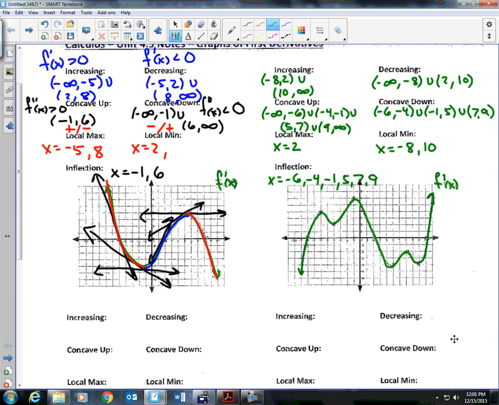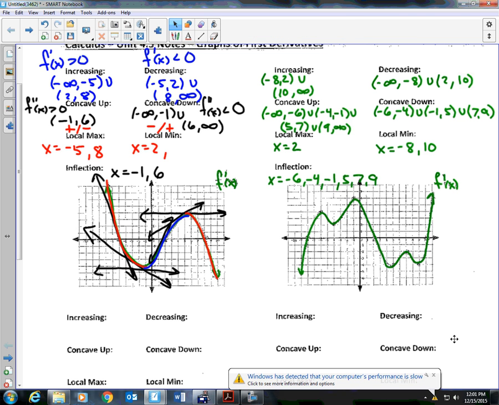Okay, let's check what we got here. Pause wherever you're at. Do you have increasing where it's above from negative 8 to positive 2? And then from 10 to infinity. It's below from negative infinity to negative 8, and then from 2 to 10. That's where it's below. So therefore you have a local max where it changes from positive to negative, and that was at 2. And local min where it changes from negative to positive. That'll be at negative 8 and 10.